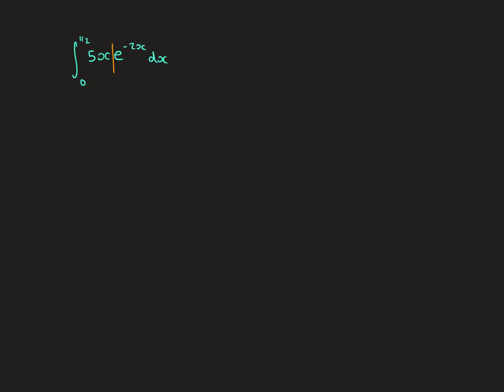So let's remind ourselves of how the integration by parts formula works. We want one part of this to be something we can differentiate and one part to be something we can integrate that doesn't become more complex. So u is going to equal 5x, so that du by dx equals 5, and dv by dx is going to equal e to the minus 2x, so v then equals minus a half e to the minus 2x. Remember, an exponential function integrates to itself.